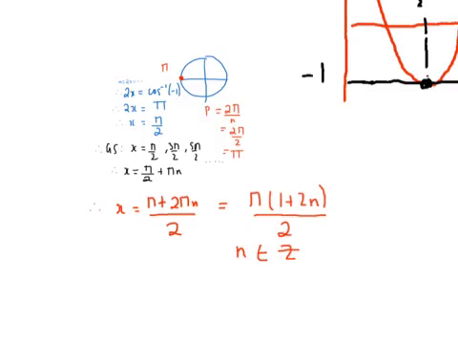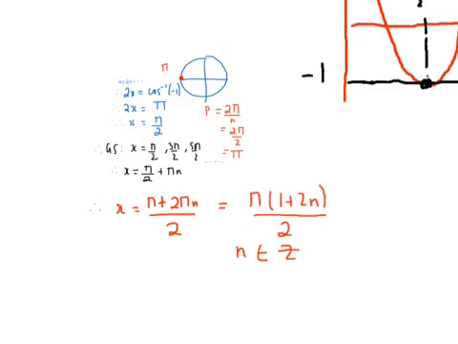So that's my first value. As I know my period is pi here, this answer will repeat every pi units. Every time I add pi to pi on 2, I get 3 pi on 2. If I add pi to 3 pi on 2, I get 5 pi on 2. So essentially, I'm just adding pi every time.